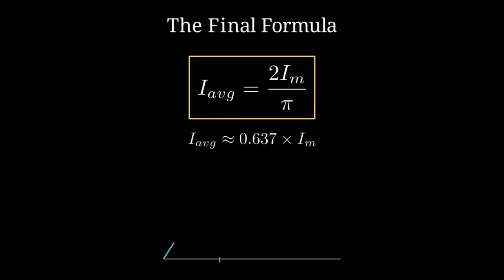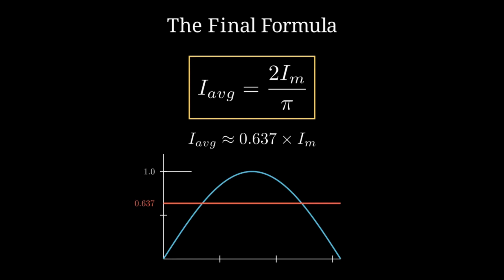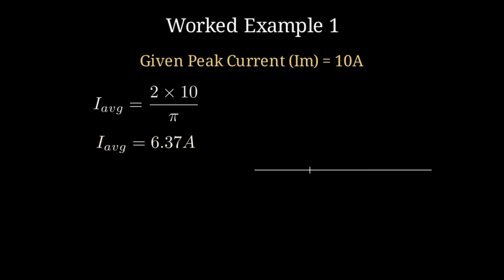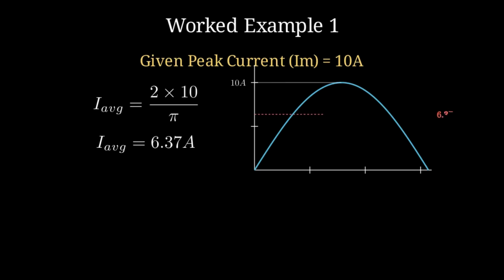The mean value of a full-wave rectified current is exactly 2 times the peak current divided by pi. This roughly equals 63.7% of the peak value, a constant ratio for any sinusoidal input. Let's apply this. If you have a rectified wave with a peak current of 10 amperes, the average DC current delivered to the load would be 6.37 amperes. This is the value a DC ammeter would display.